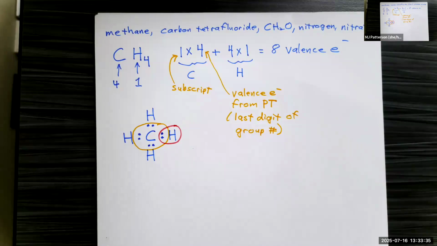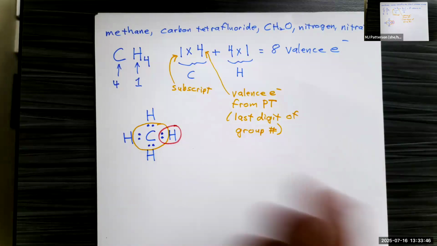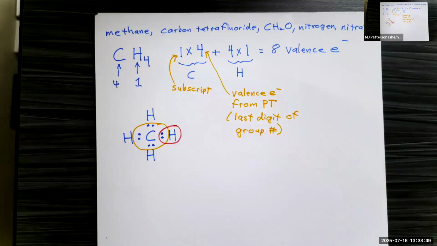One of those hydrogens has 2 electrons adjacent to it. The carbon has 8. This is a good Lewis dot structure. Everybody has an octet except for hydrogen. All the hydrogens have their duet. Do you have any questions on that one? Okay. Let's try the next one.